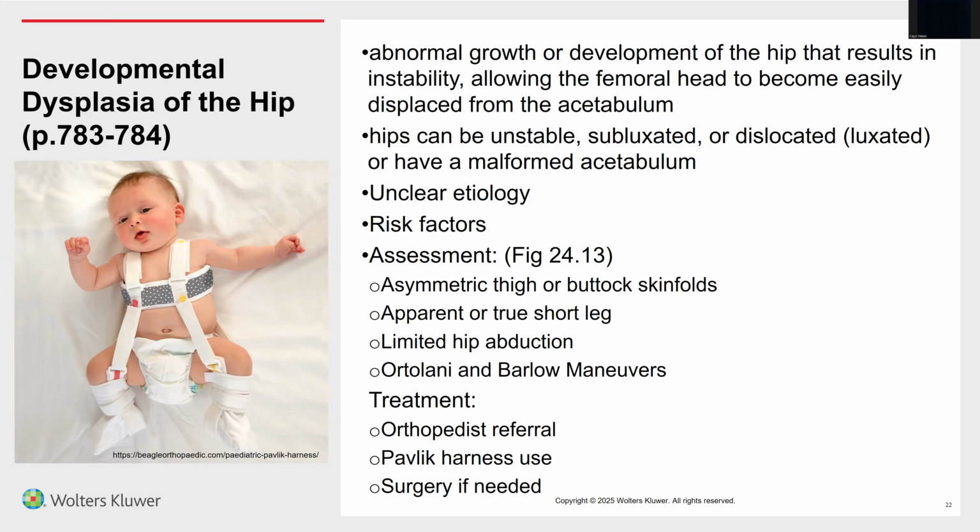The most widely used device for correction is the Pavlik harness, and it's worn continuously until the hip is stable, and that can take many months. If the Pavlik harness doesn't work, then surgery will be needed.